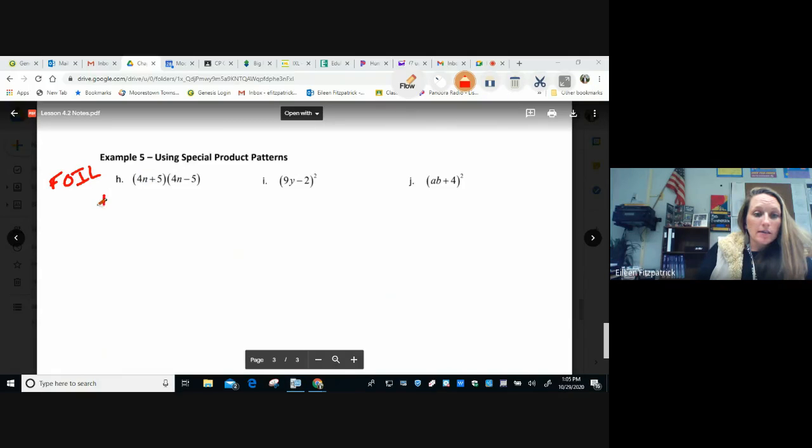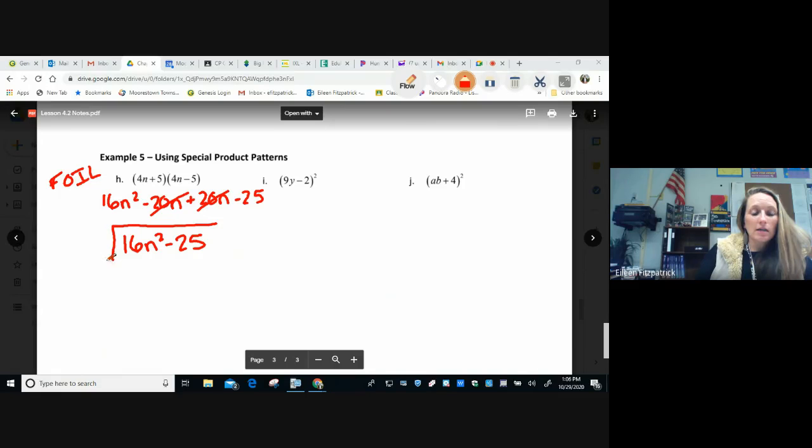4n times 4n is 16n squared. 4n times -5 is a -20n. +5 times 4n is a +20n. And +5 times -5 is a -25. The middle terms cancel, and you're just left with 16n squared minus 25.